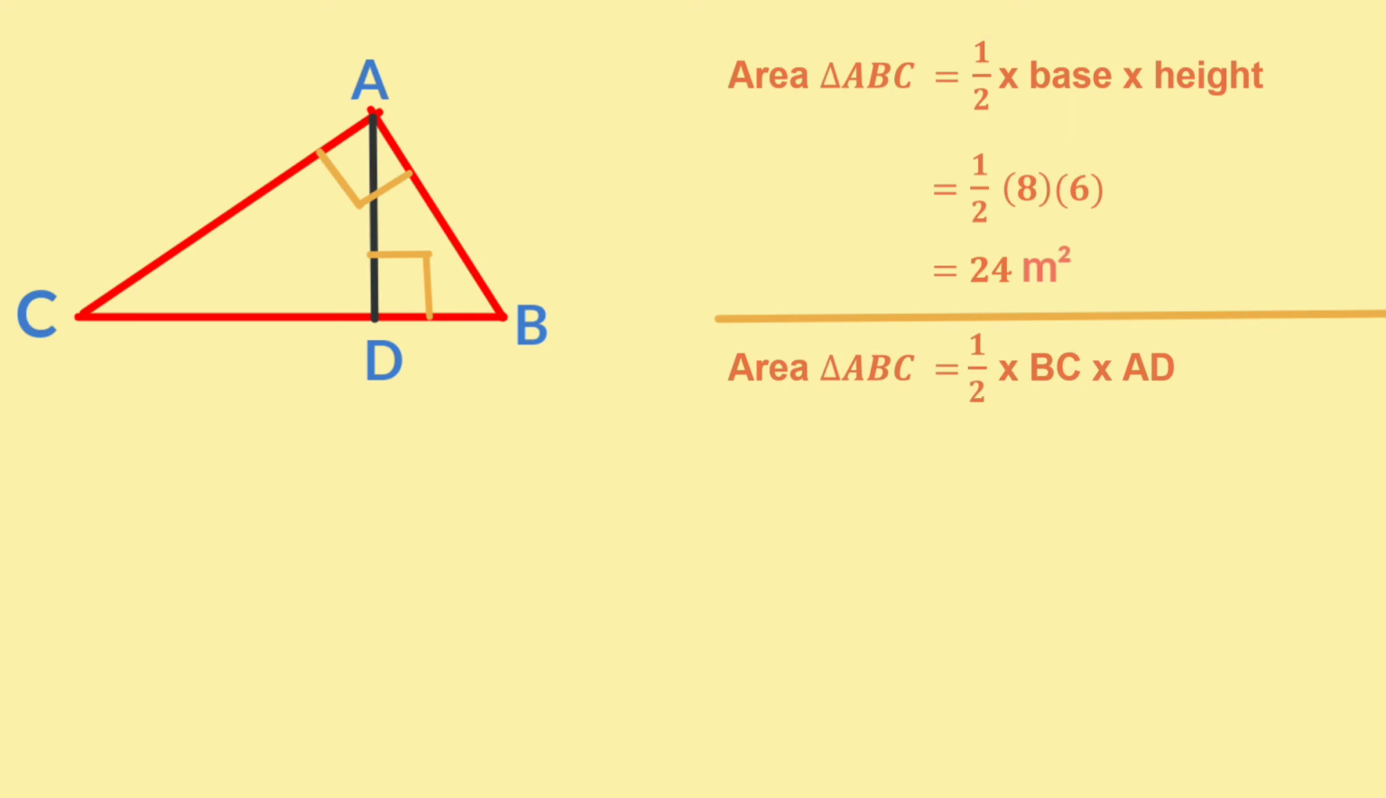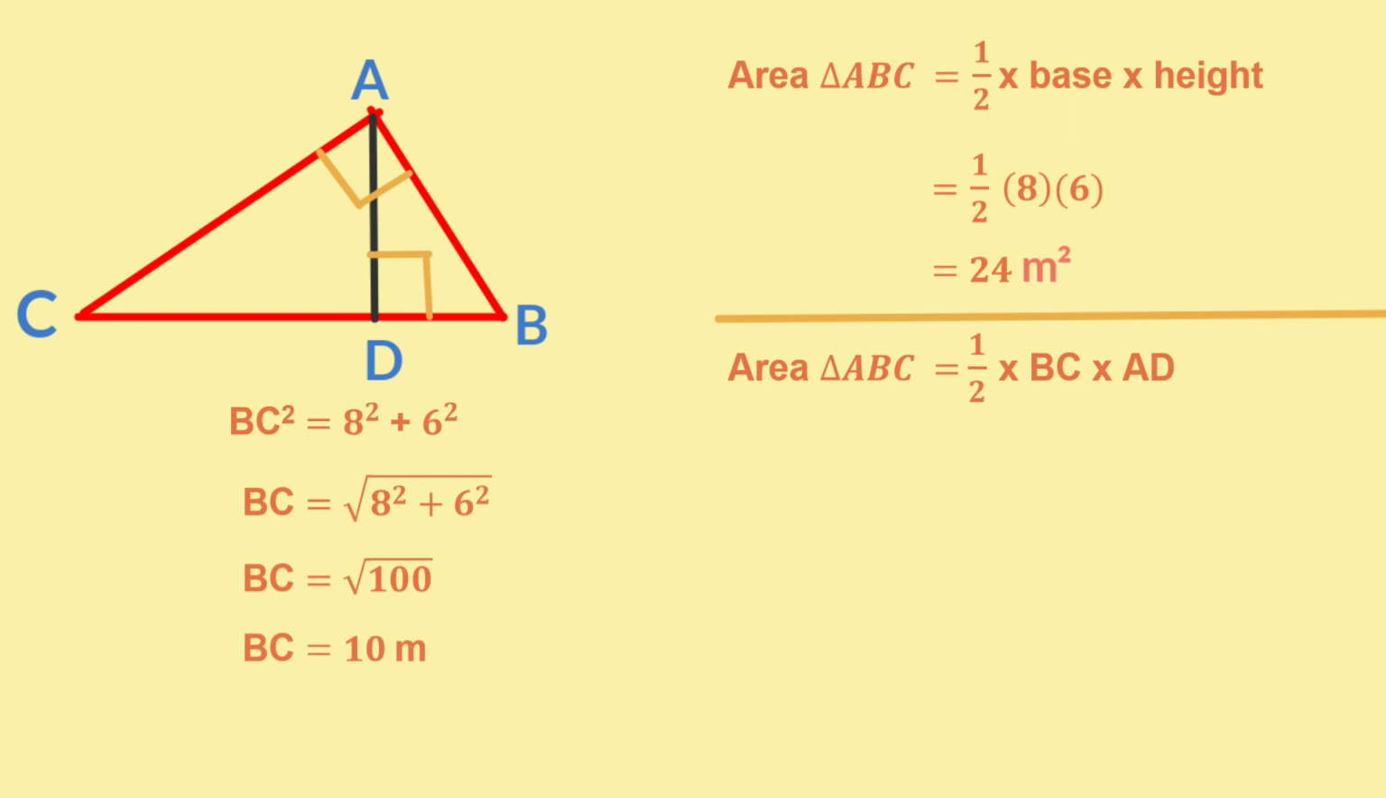So, let us calculate BC. We know BC squared is equal to 8 squared plus 6 squared. Or BC is equal to the square root of 8 squared, which is 64, plus 6 squared, which is 36. And that gives the square root of 100, which is 10. So, we know the length of BC is 10.